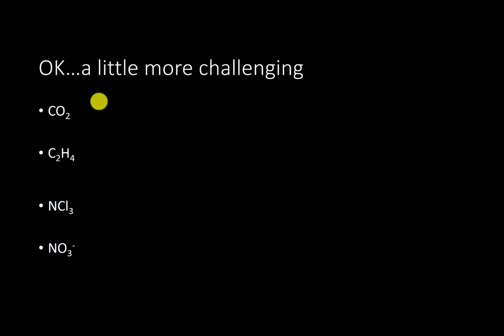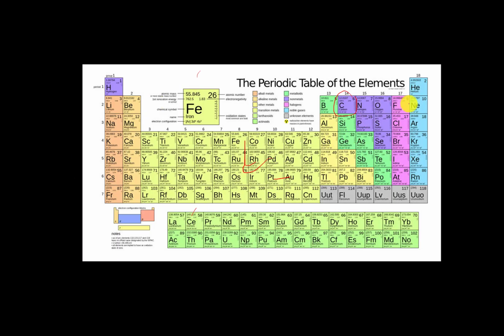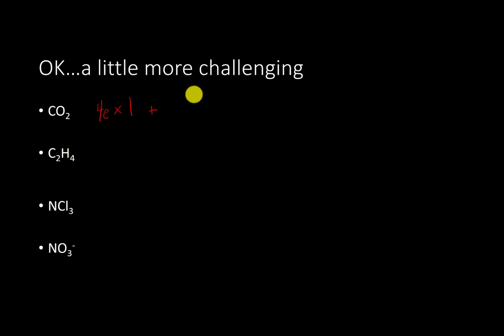So we're going to put 4 electrons times 1, plus oxygen, which is right here, has 1, 2, 3, 4, 5, 6 electrons, and we're going to multiply that by 2. Our total electrons is going to be 4 plus 12, which is 16 electrons. That's our total electrons, our total cupcakes that we have to pass out. And the question is, how are we going to pass these out?